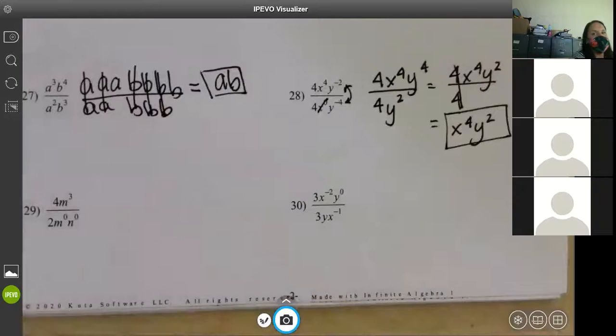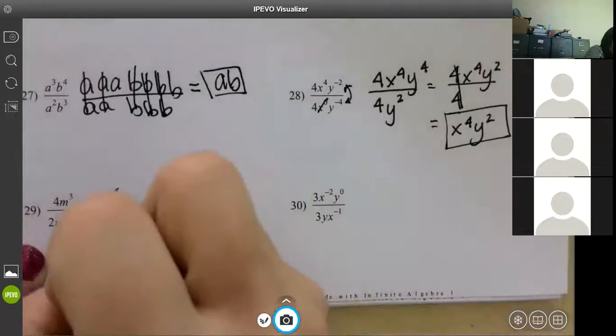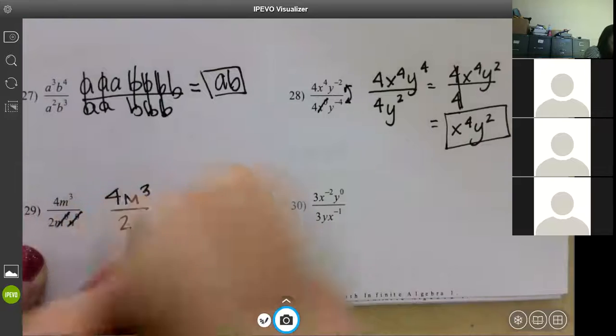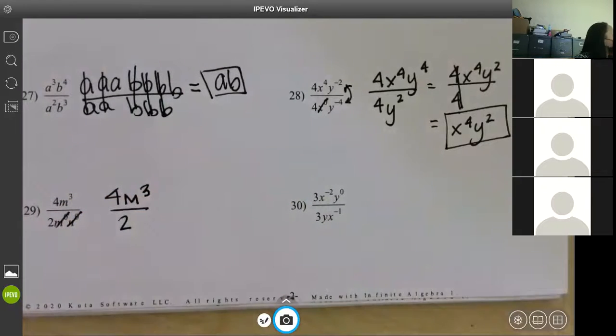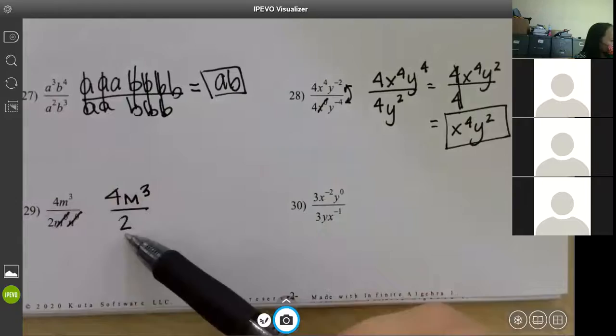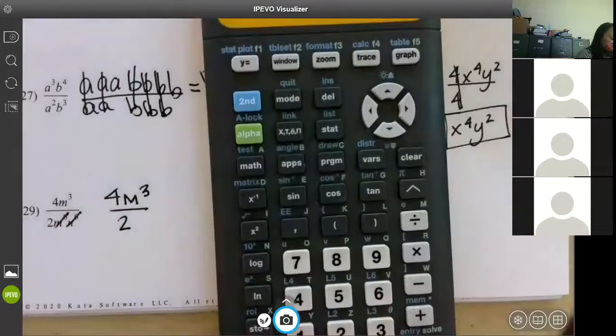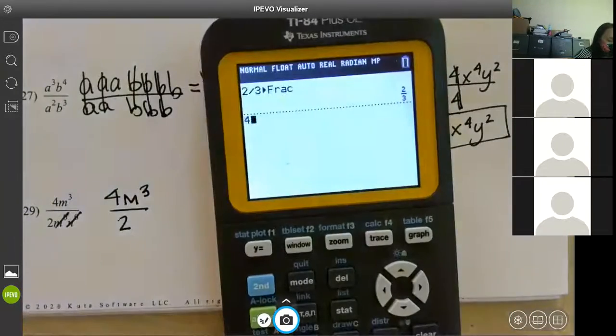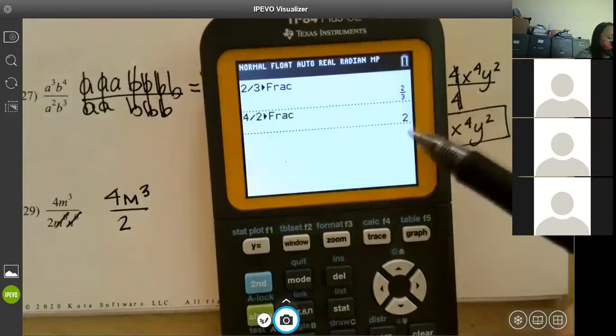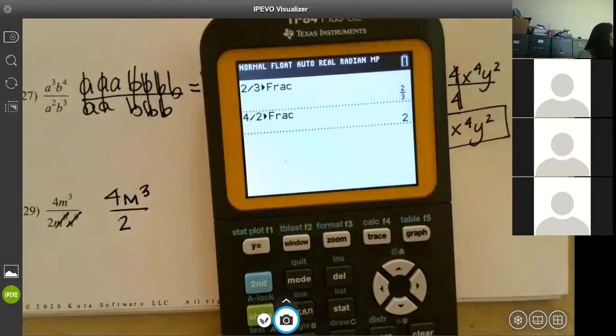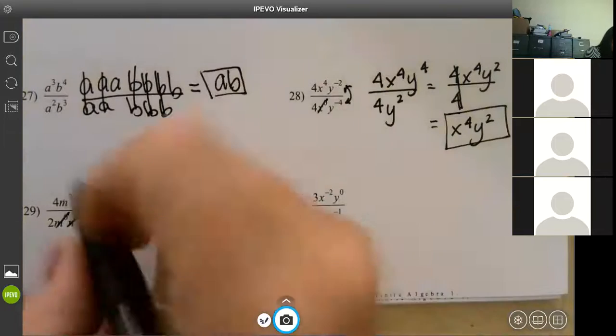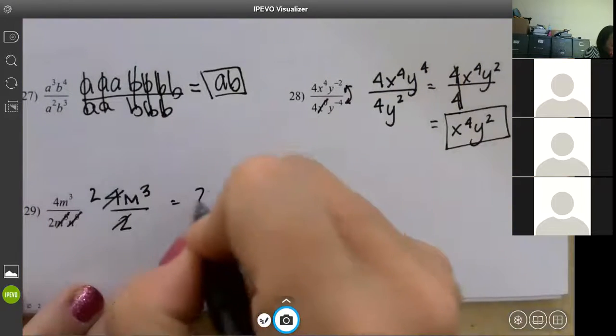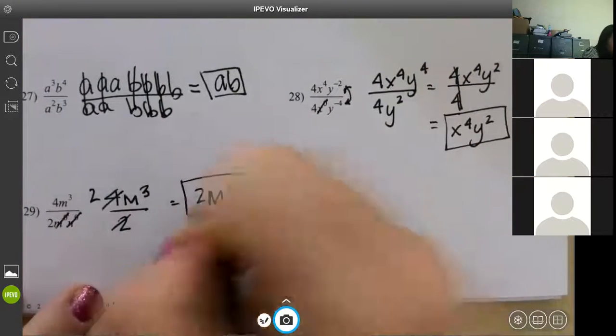All right. What do I see on 29? There's 2 zeros. So I'm left with 4m cubed over 2. What is 4 divided by 2? Yeah, this is what I was talking about. So on your numbers, use your calculator if you'd like to. If I do 4 divide 2, math, enter, it'll give me 2. If it's reducible, it'll reduce, okay? So this gives me 2. And that m cubed doesn't change.